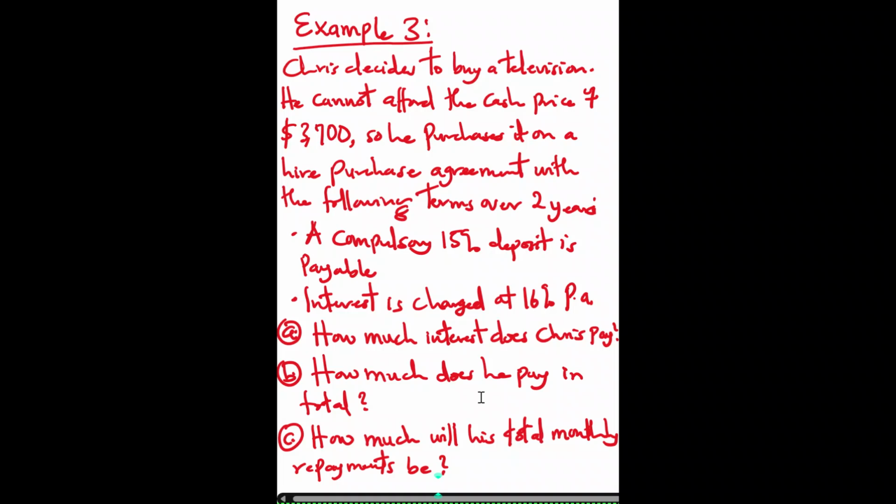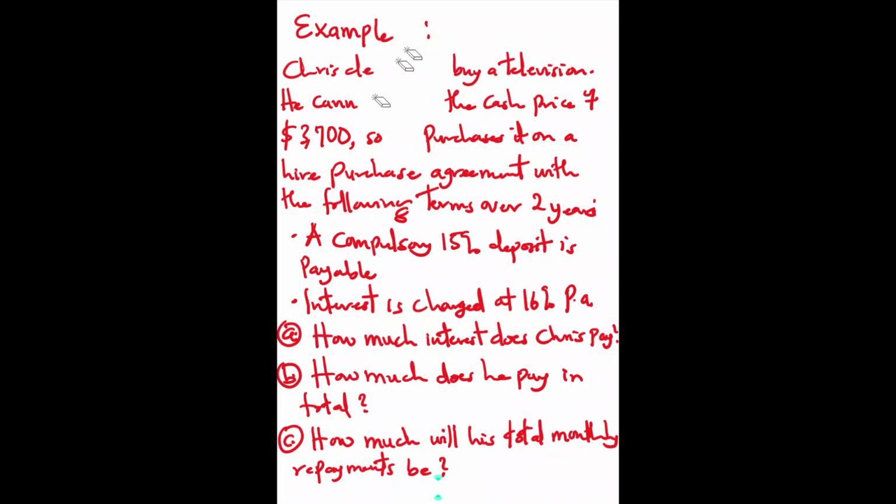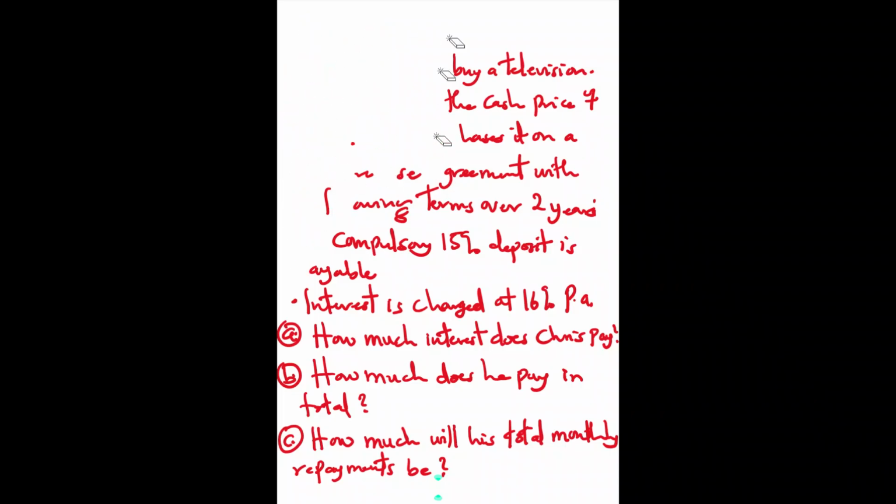Example 3. Chris decides to buy a television. He cannot afford the cash price of $3,100, so he purchases it on a hire purchase agreement with the following terms over 2 years. A compulsory 15% deposit is payable. Interest is charged at 16% per annum. The first question is, how much interest does Chris pay? B asks, how much does he pay in total? C is, how much will his total monthly repayment be? So for the first question, we're asked to find the simple interest.